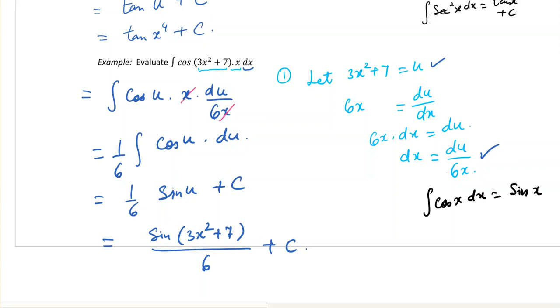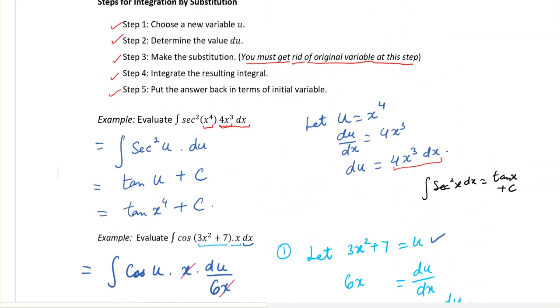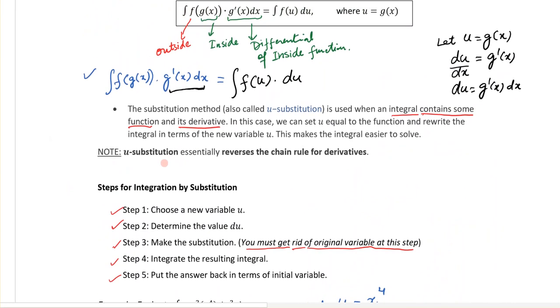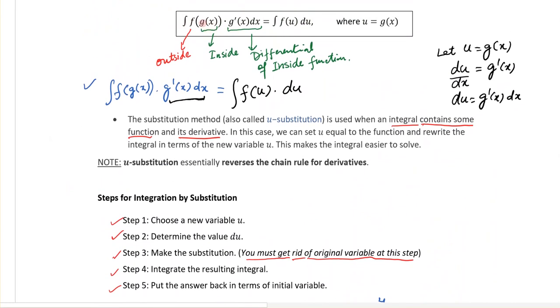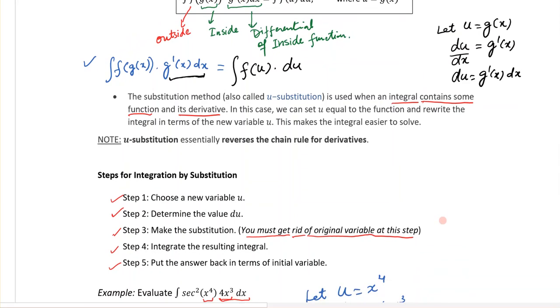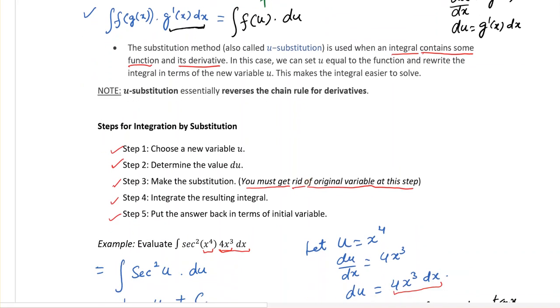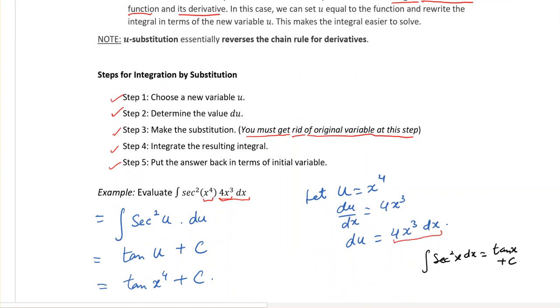So remember, we apply the substitution rule when we have an integral which contains a function and its derivative. So we have a function and the derivative of the function. And if you just do the substitution carefully and follow all the steps, you will get the correct answer in the end.